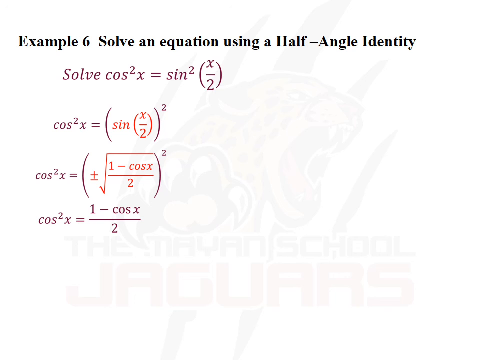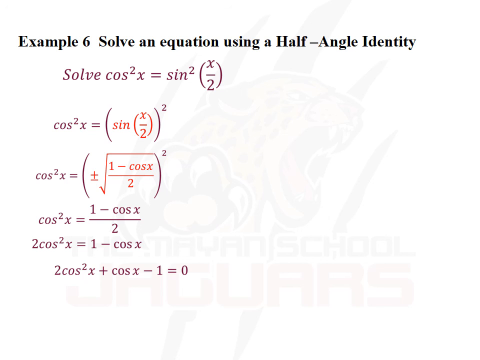I get rid of this division, it passes to the other side multiplying, so my equation now is 2 cosine square of x equals 1 minus cosine of x. And this is a quadratic equation. I need to make one side equal 0, and when I do, my equation now is 2 cosine square of x plus cosine of x minus 1 equals 0. And I need to factor this equation. I can use the guessing or trial and error method.